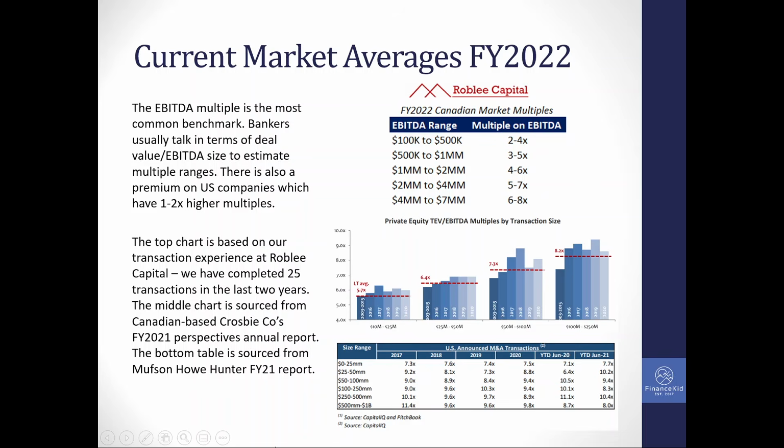So Roblee Capital, my investment banking firm, here's kind of the market multiples that we would see in the Canadian marketplace. Now, the Canadian marketplace typically trades at a slight discount to the US. So if you're a US-based business looking at this table, just know that it's actually a little higher. You probably have to add anywhere from half a turn to a full turn of EBITDA valuation on top of these numbers. But say, for example, I'm a $250,000 distribution business. That falls within this row over here. Therefore, I may trade for 2 to 4 times.